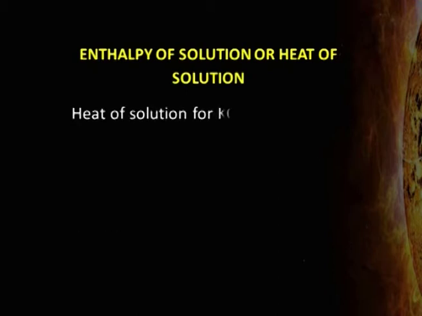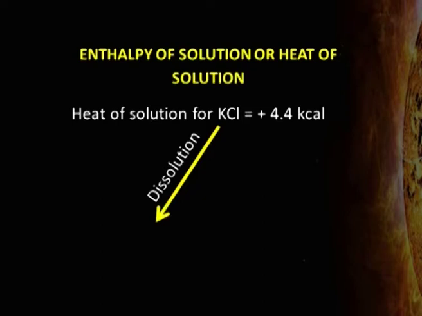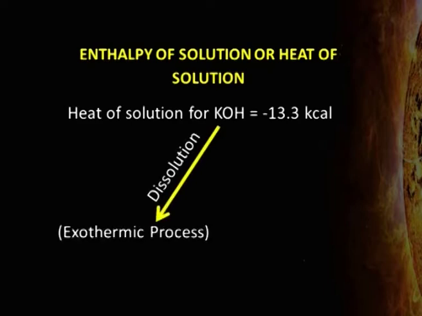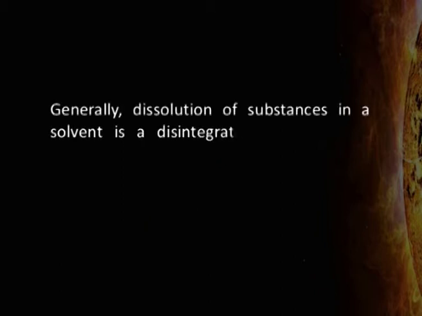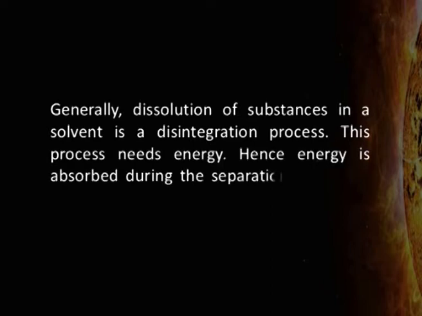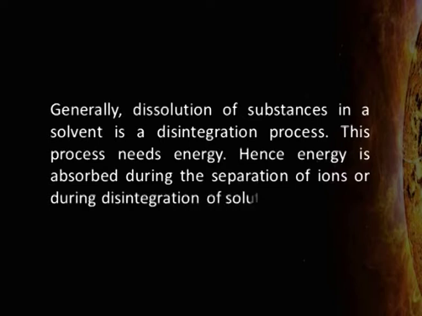The heat of solution for potassium chloride is equal to plus 4.4 kilocalories. This shows that the dissolution process of potassium chloride is an endothermic process. The heat of solution of KOH is minus 13.3 kilocalories, which shows that dissolution of KOH is an exothermic process. Generally, dissolution of substances in a solvent is a disintegration process. This process needs energy. Hence, energy is absorbed during the separation of ions or during the disintegration of solute.